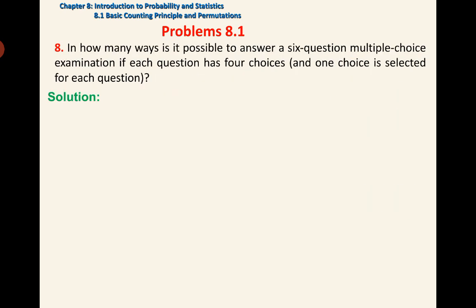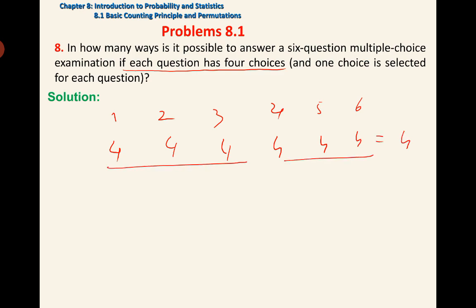And in how many ways is it possible to answer a 6 question multiple choice examination, if each question has 4 choices? You know this one. First question 4 choices, second question 4, third question 4, fourth question 4, fifth question 4, sixth question 4. Multiply them. This is 4 to the power 6. Use a calculator, you will get 4096, because only one choice is selected. So that is how many ways there are to answer the question paper.